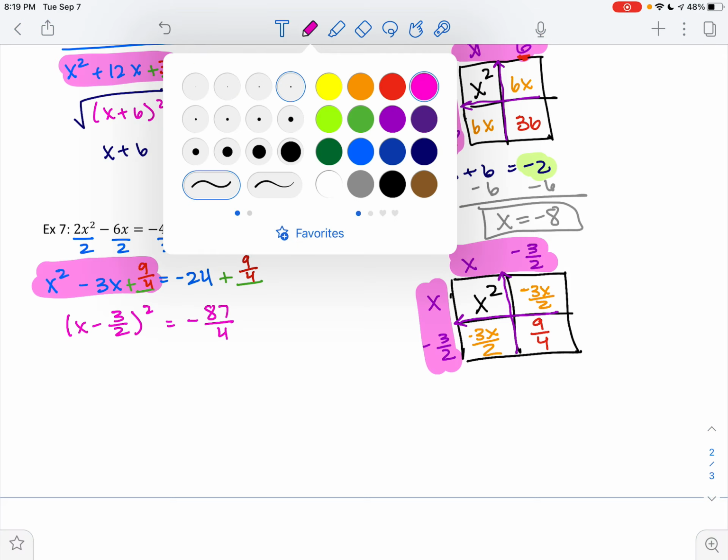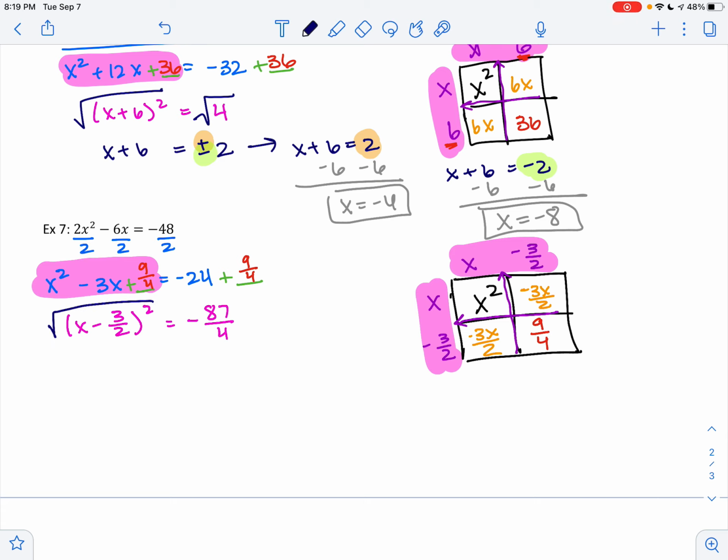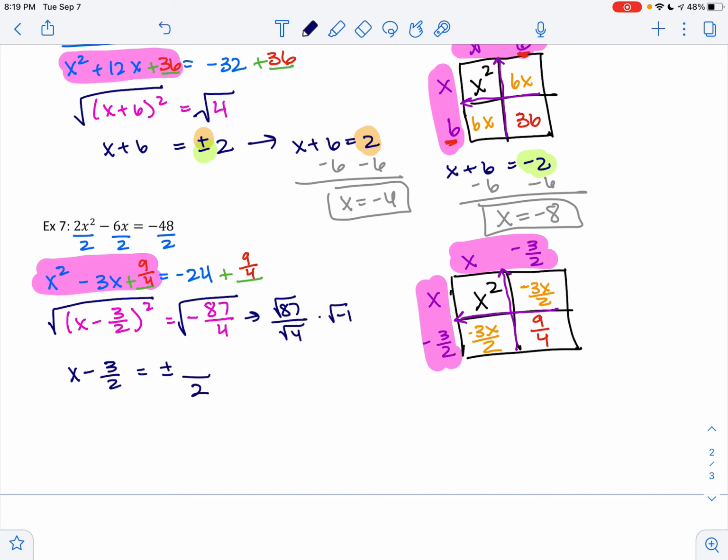To undo a square, I'm going to take the square root. So I am going to have x minus 3/2 is equal to plus or minus. And I'm going to break this up into the square root of 87 divided by the square root of 4 times the square root of negative 1. Let's do the easy stuff first. I know that the square root of 4 is 2.